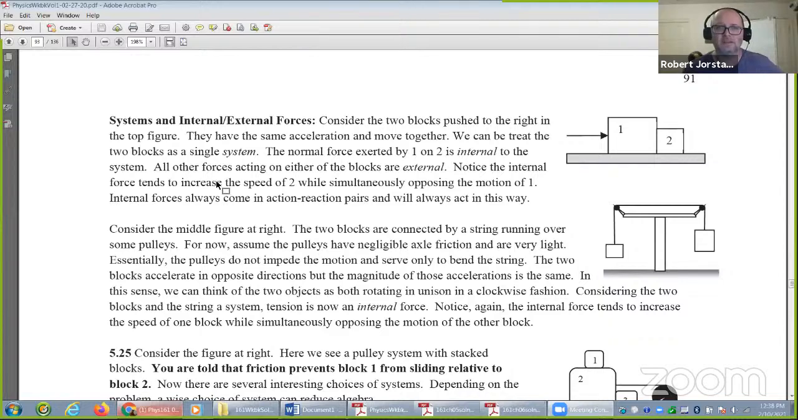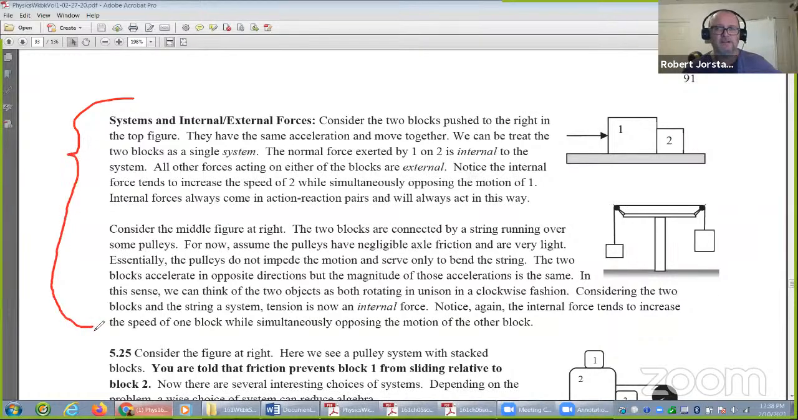We're talking about systems. We've got to get past the quiz, but we'll worry about the quiz some other time. Now, I'm looking at this stuff right here on the top of page 91.